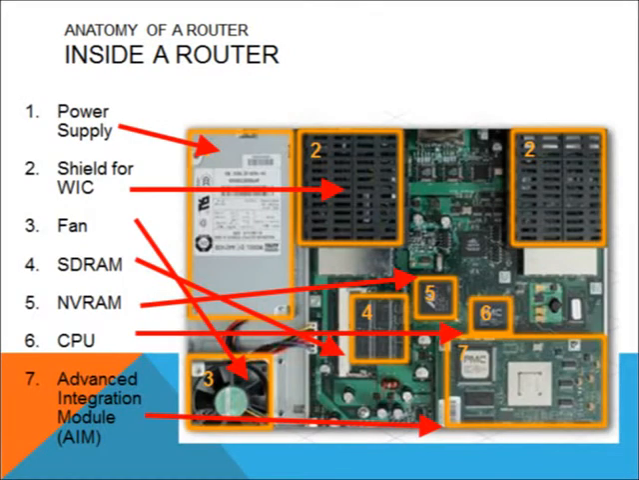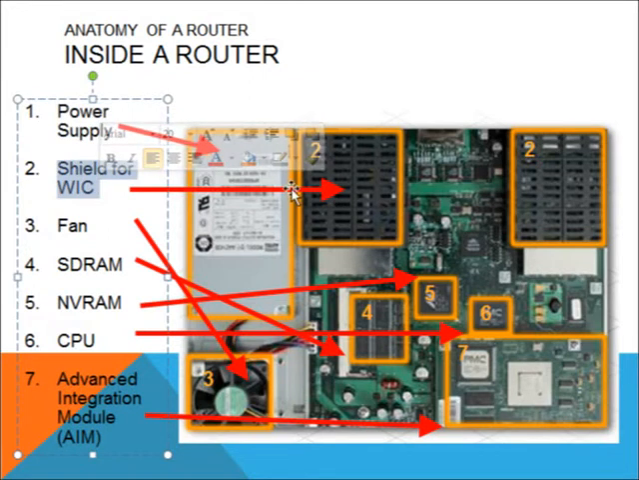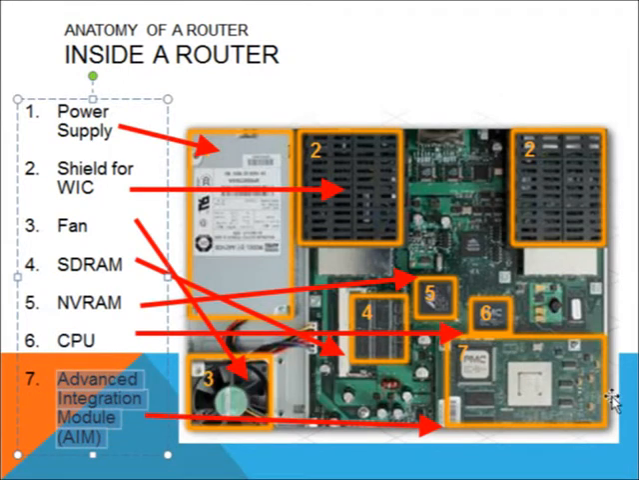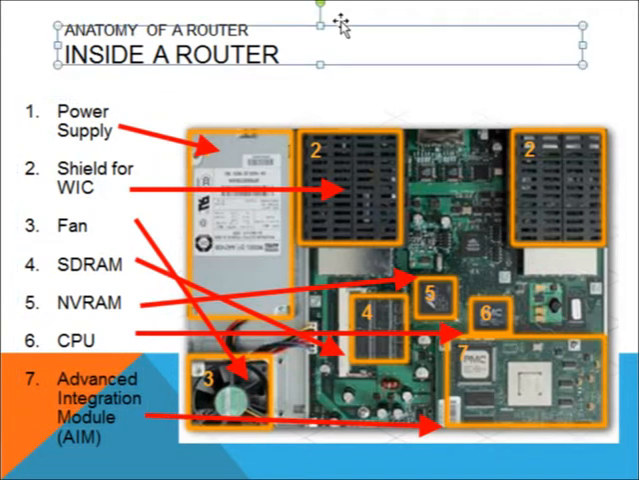Inside the router, if you open it up, you will be able to see different parts similar to a computer. You have the power supply, and a shield for the wireless interface card. You also have other devices like a fan to prevent overheating, your SD-RAM, operating like a computer, your NVRAM, non-volatile RAM, your CPU, the processor, and your advanced integration module.